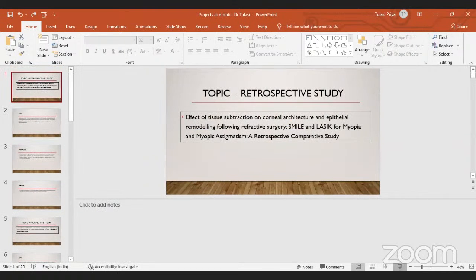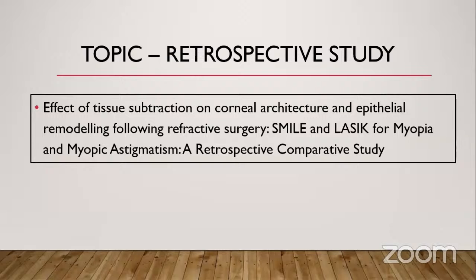So the first one seems to be a very good study, because we have OCT for epithelium thickness mapping. Although lots of studies have been done, you'll have to look in the literature and find out if there is any study which has compared two things. One is the amount of change in the epithelium thickness. You're speaking about corneal architecture and epithelial remodeling. I think if we limit ourselves to remodeling, that will be a very good thing to compare.